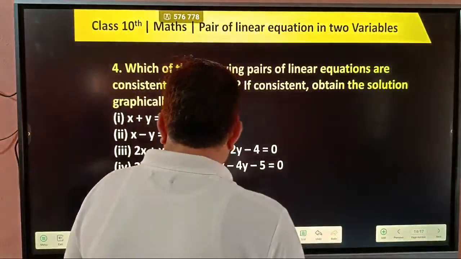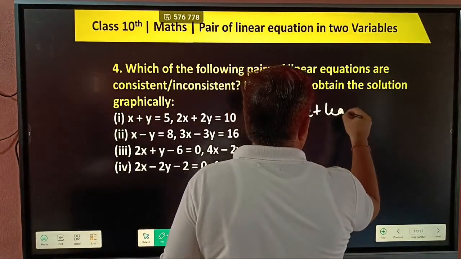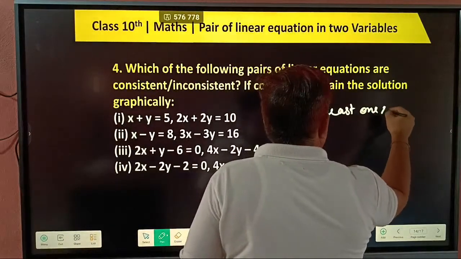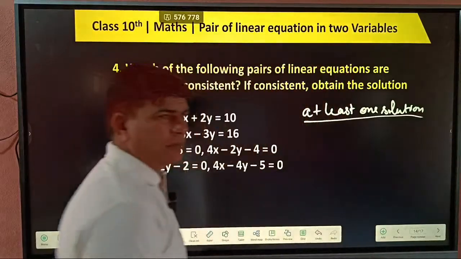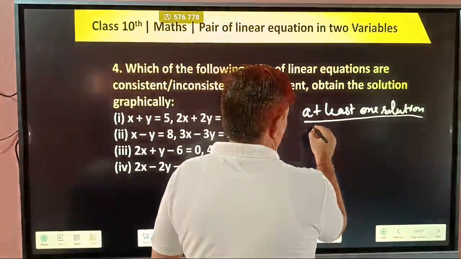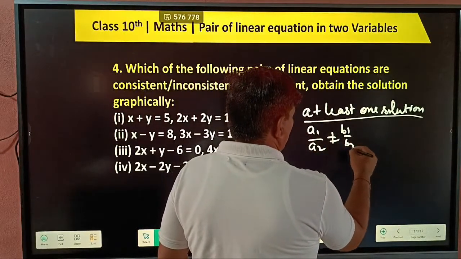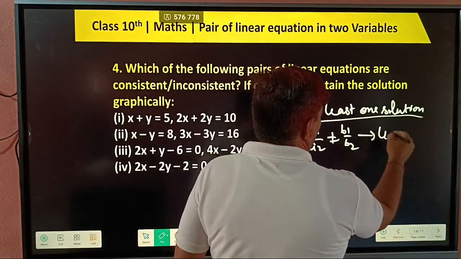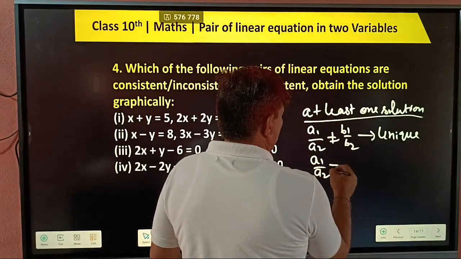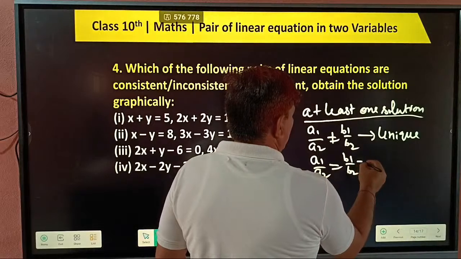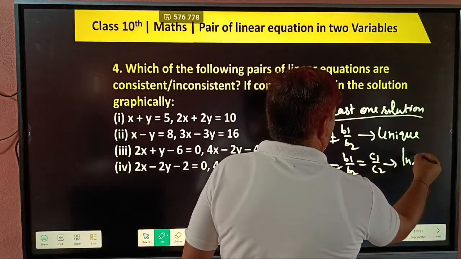Consistent means at least one solution. So there are three conditions. The first condition is A1 by A2 not equal to B1 by B2. How many solutions? A unique solution. Already told you, A1 by A2 equal to B1 by B2 equal to C1 by C2. How many solutions? Infinitely many solutions.